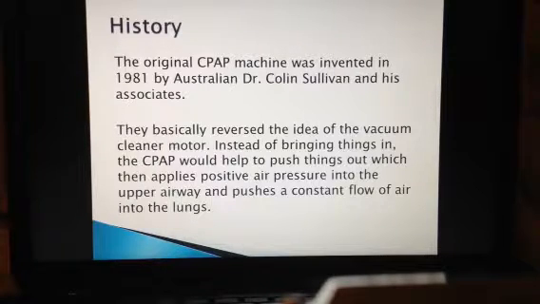Okay, so now the history of CPAP. The original CPAP machine was invented in 1981 by Australian Dr. Colin Sullivan and his associates. They basically reversed the idea of the vacuum cleaner motor. Instead of bringing things in, the CPAP would help to push things out, which then applied positive air pressure into the upper airway, which would push a constant flow of air into the lungs. And then at the end of the 1980s, they had started to improve it, and so they improved the masks, and the machines were quieter, and also Dr. Sullivan's research paper had been approved.